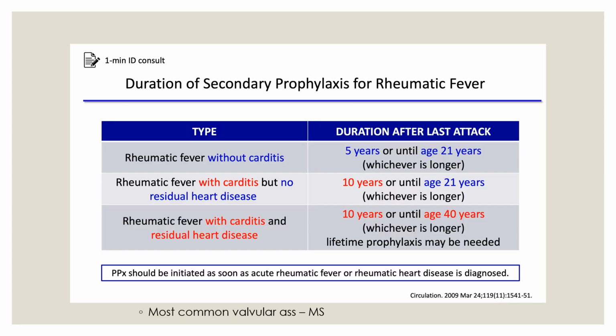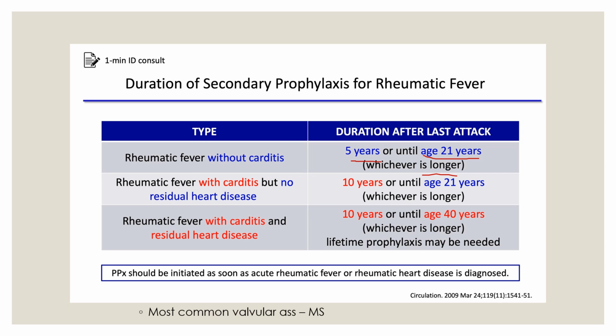Now, for rheumatic fever, you give secondary prophylaxis with penicillin. So how long do you have to give this secondary prophylaxis? For rheumatic fever without carditis, you have to give for 5 years or until 21 years of age, whichever is longer. So suppose the patient is 17 years, you have to give until 22 years because whichever is longer is taken, which is 5 years.